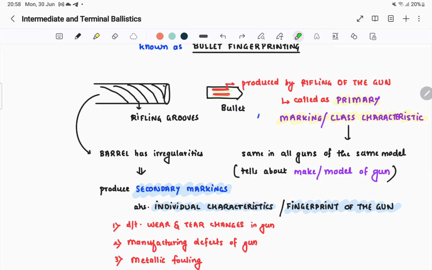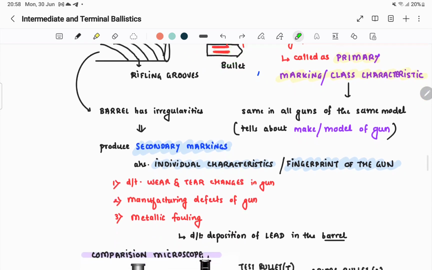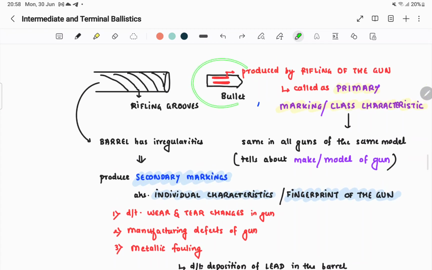So some riflings are produced by the gun on the bullet. It's a primary characteristic, and it tells about the model of the gun, which gun it was shot from, okay. You must have noted Dr. Salunke telling that it is shot by this pistol, and the CID officer hasn't fired the shot, and someone else has done it, by studying the primary markings or class characteristic on the bullet, okay.